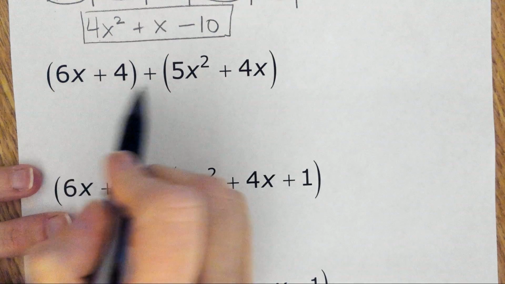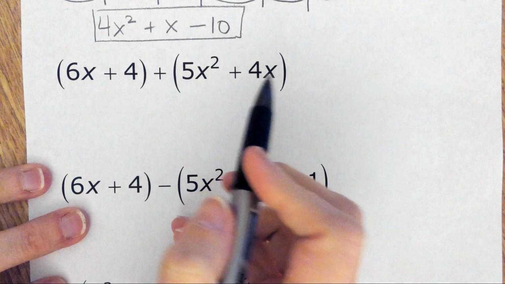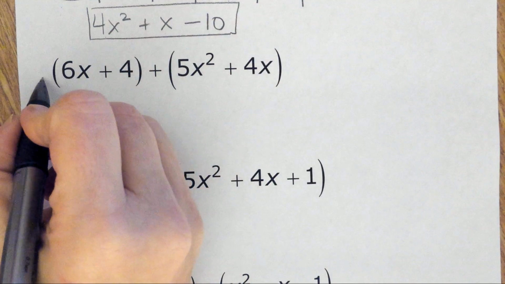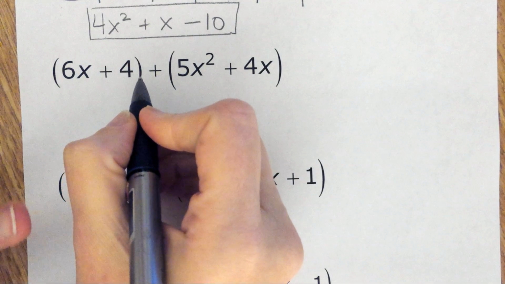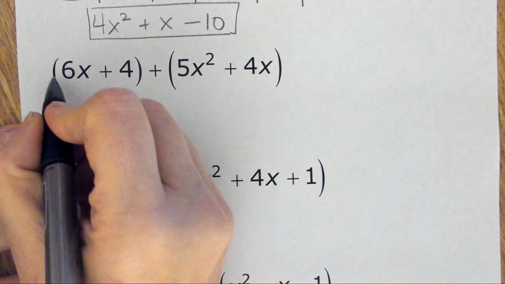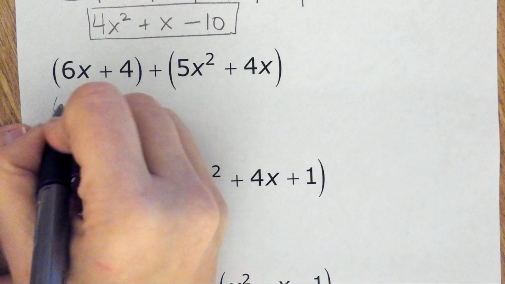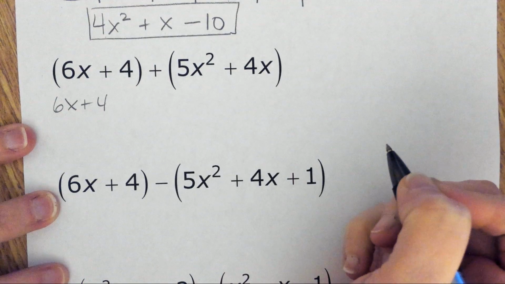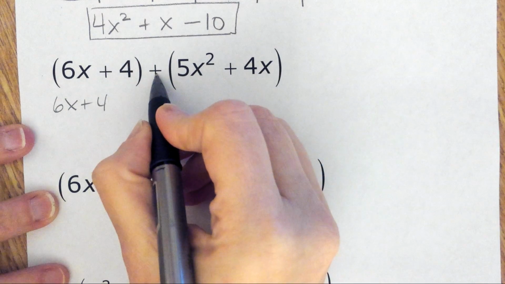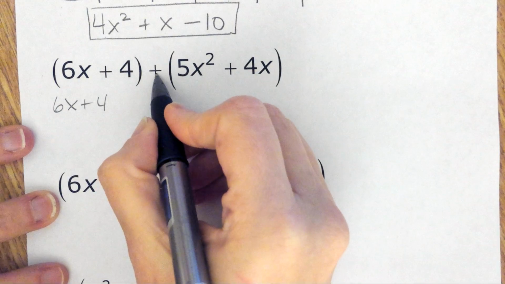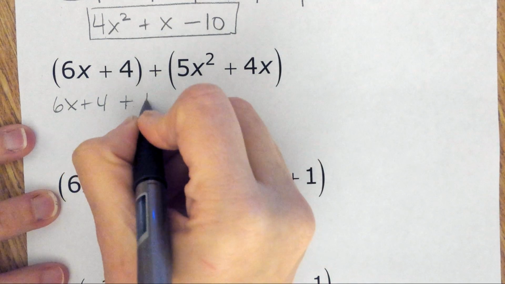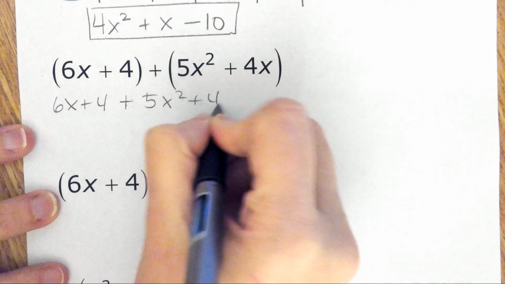This one here, I have (6x + 4) + (5x squared + 4x). Okay, so first thing I'm going to do is I'm going to look at these parentheses. They gave me parentheses. I want to make sure I don't have to distribute anything. Well, there's nothing in front of this, so the 6x plus 4 can come straight down. And there's a plus in front of the 5x squared plus 4x, which means nothing inside is going to change. So I'm going to bring down plus 5x squared plus 4x.